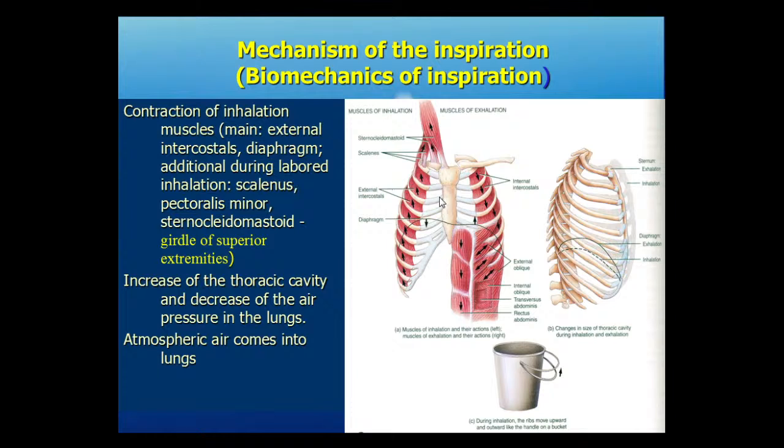Due to contraction of inhalation muscles, we have an increase of the thoracic cavity and a decrease of air pressure in the lungs and chest. Due to the differences created by this contraction, we have an increase of the thoracic cavity and a decrease of the air pressure in the lungs, and atmospheric air comes into the lungs.